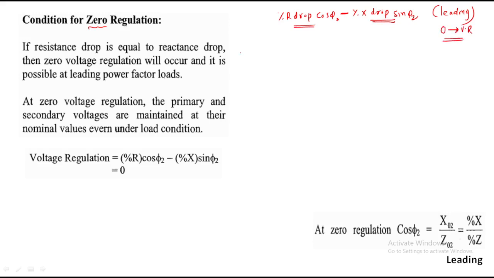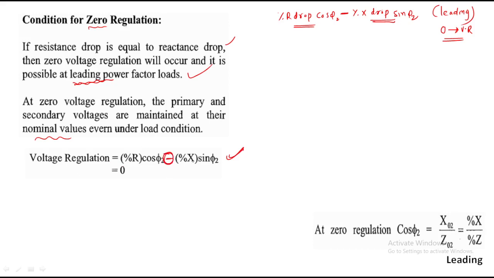So from this we can conclude that zero regulation can occur only during leading power factor. If resistance drop is equal to reactance drop, the zero voltage regulation will occur, and it is possible at leading power factor only. At zero voltage regulation, the primary and secondary voltages are maintained at their nominal values. So this drop should be equal to this drop. Therefore, the voltage regulation should be equal to 0 for leading only. That's why we have to consider the negative sign.